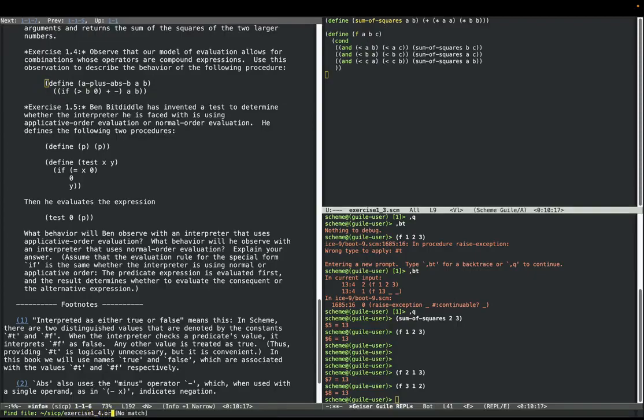Exercise 1-4. Let's do it in org mode because we need to add some stuff. Function definition, so we can look back at it. Evaluation. Wait, what? Use the observation to describe the behavior of the following procedure. But okay, what does it mean? Describe? It's just in words. I'll just describe it in words.